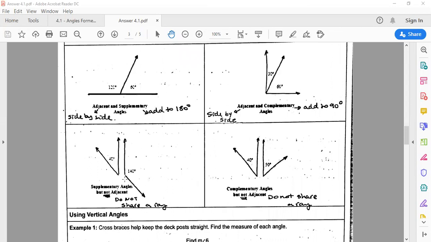Then on this third box here, we have two angles. Notice that they don't share a ray. They do not share a ray. So that means they're supplementary angles because they add to 180, but they're not adjacent. Okay. On this last example, we have two angles. Notice that they do not share a ray. So that means they're not adjacent, but they're complementary because 40 plus 50 is 90 degrees. So they're complementary angles, but they're not adjacent, okay?